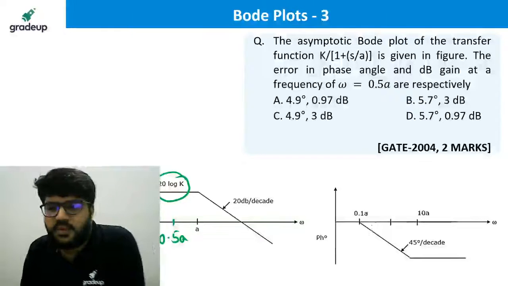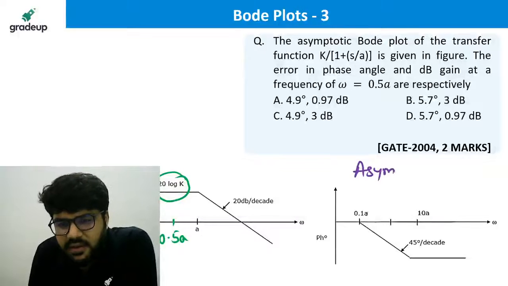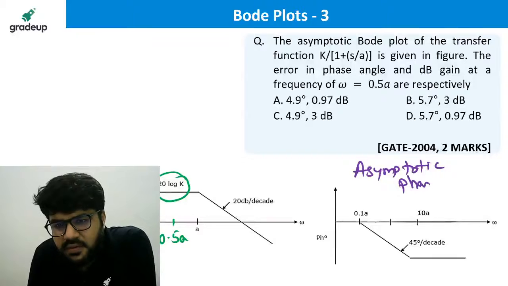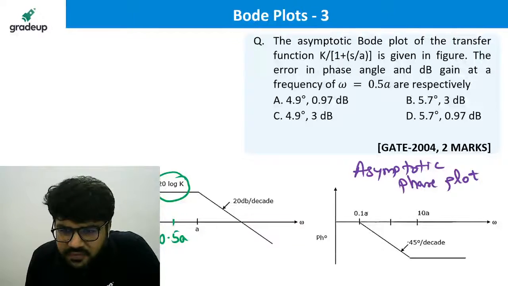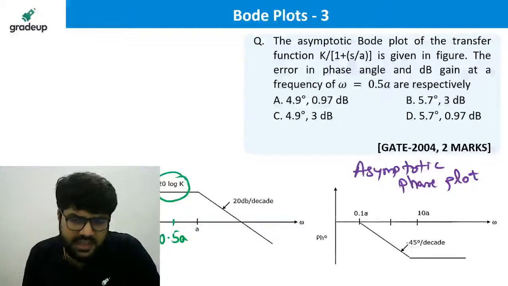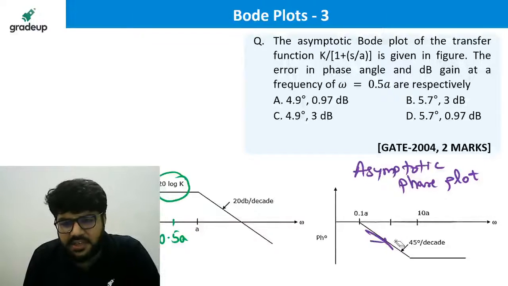Look at this now. This is the straight line. This is the asymptotic phase plot given. This line has a slope of negative 45. Obviously, they have just written the unit magnitude because it is a decreasing line. It has to be minus 45.